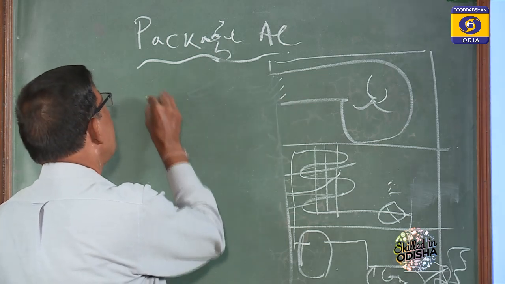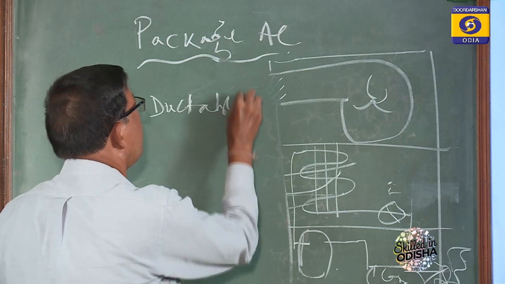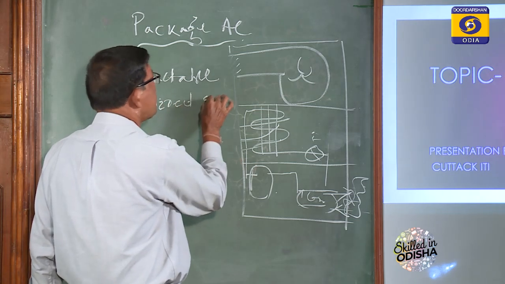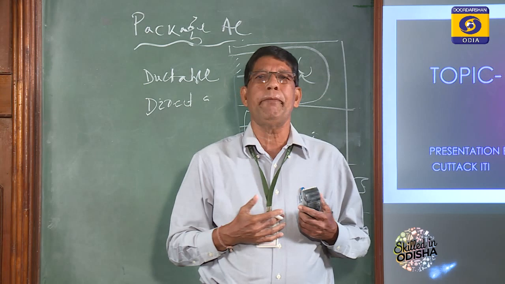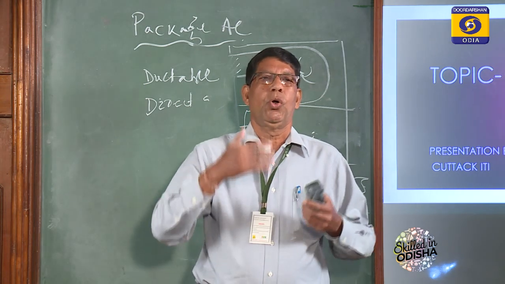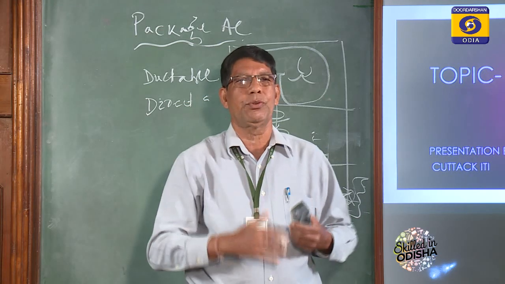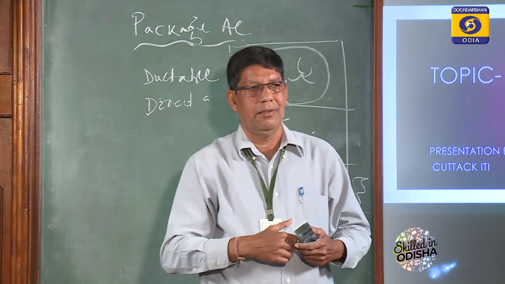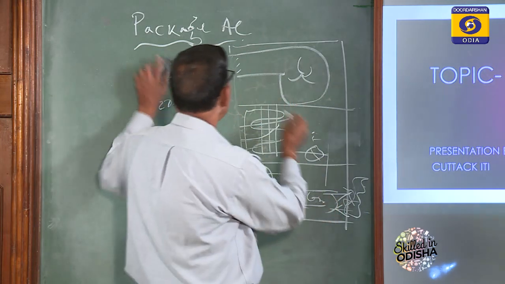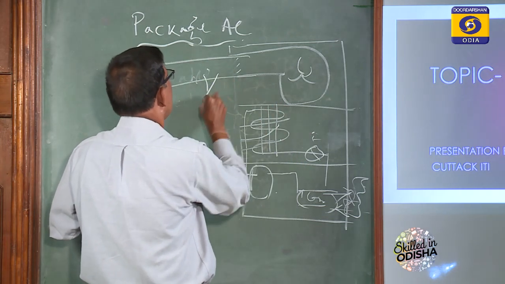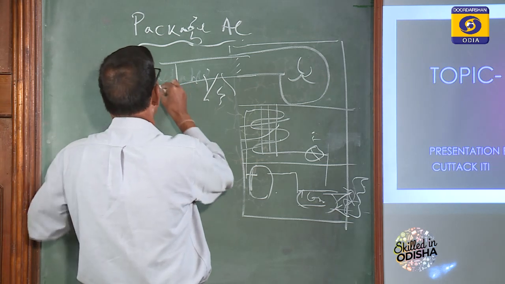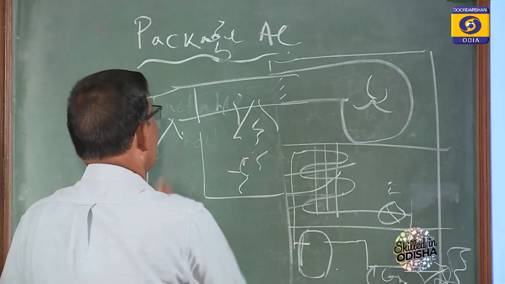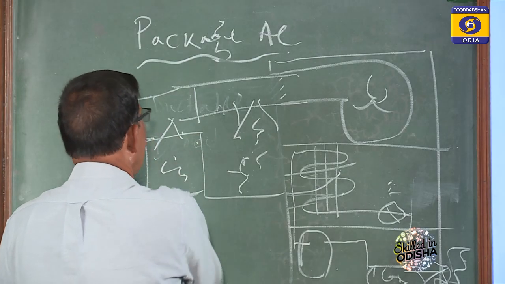One is ductable, another is direct cooling. What is ductable? Suppose it is a bank. We divide it into 3 to 4 sections: one for the manager, one for cash, one for the loan section. So the duct will be there, with an opening here, and an opening here. It is the manager room, it is the cash counter, it is the loan section.